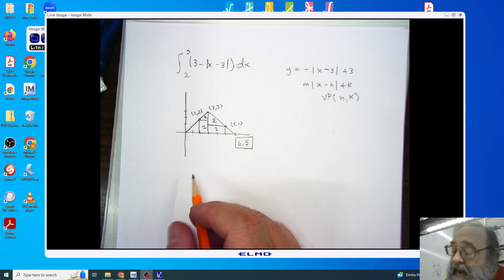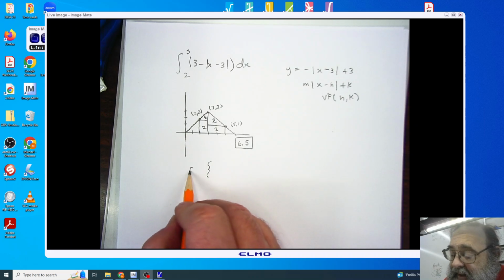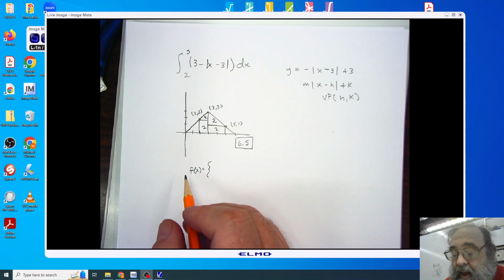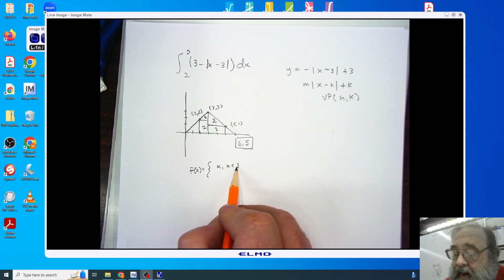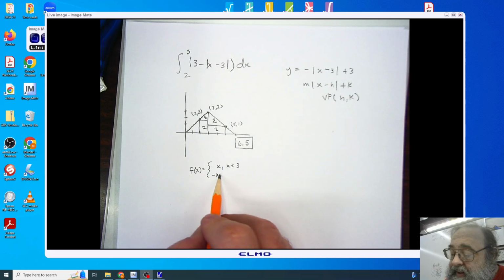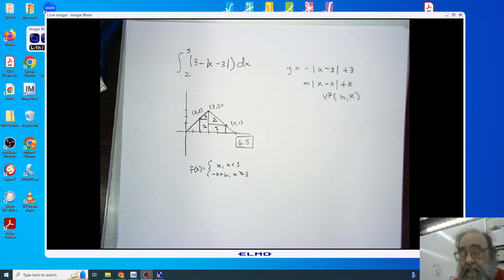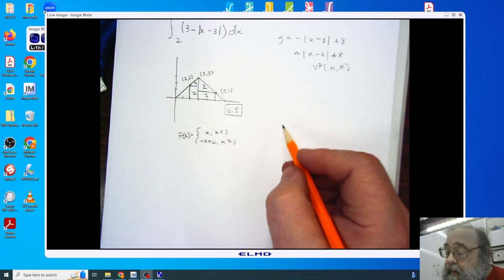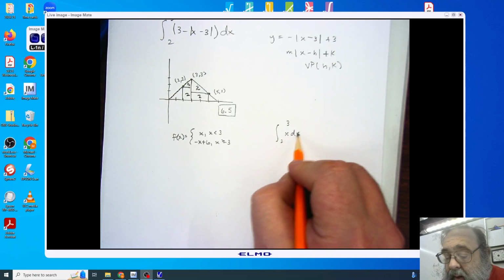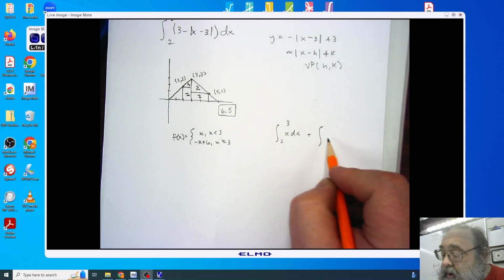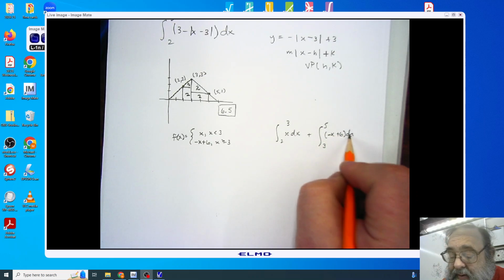Now, the second option is by far more work. This is the analytical method. In order to do that, we're going to have to find our piecewise function for f of x using our pre-calculus skills, and therefore I will have x for x less than 3, and I will have negative x plus 6 for those x values greater than or equal to 3. That would force me to integrate from 2 to 3 of x dx, and add to it the integral from 3 to 5 of negative x plus 6 dx.